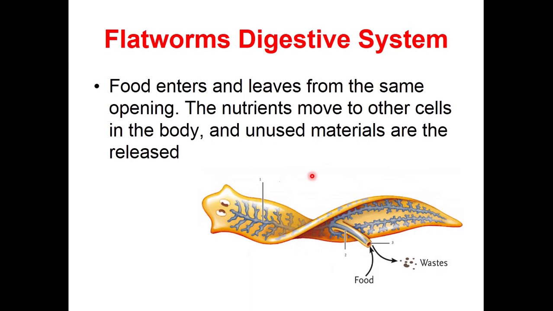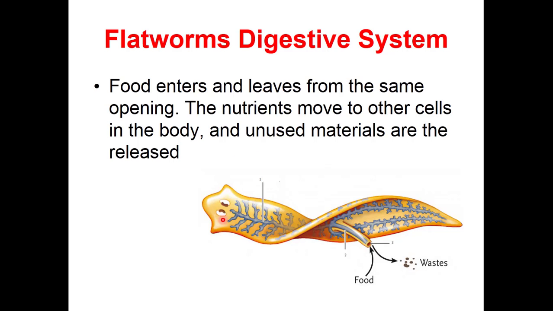This is for sponges. What about flatworms? Flatworms have a simple digestive system. Food enters and leaves from the same opening. They have just one opening here. As you can see, the food enters and is then absorbed by different cells in the flatworms, and then the wastes leave from here. The wastes leave from the same opening.